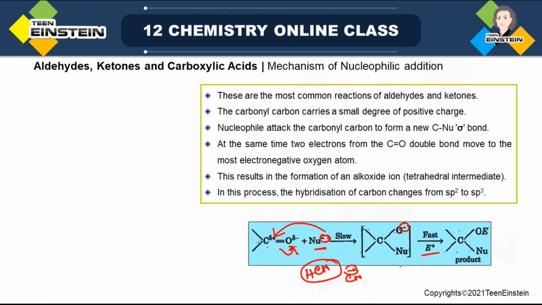Here by E plus we are basically trying to say the other part of the reagent. Now in this particular case, if you consider HCl, the other part of the reagent is H. So in this case, E plus will be nothing but H plus, and the OE that you are seeing here will be OH. So it may vary depending on what type of reagent you are using. This type of reaction, that is the nucleophilic addition, is the most common reaction for aldehydes and ketones. That is why we are discussing it first.